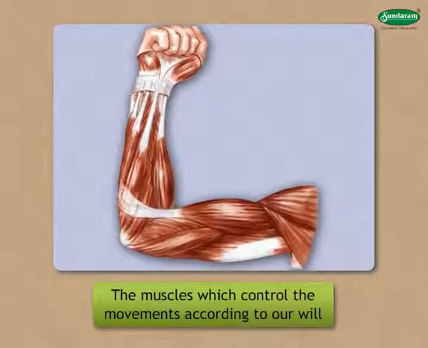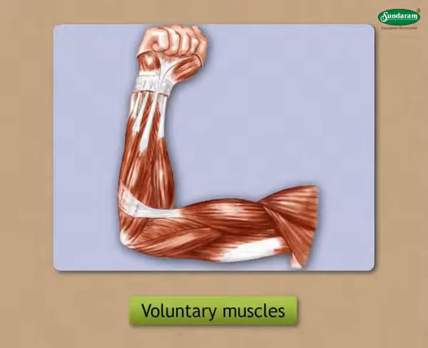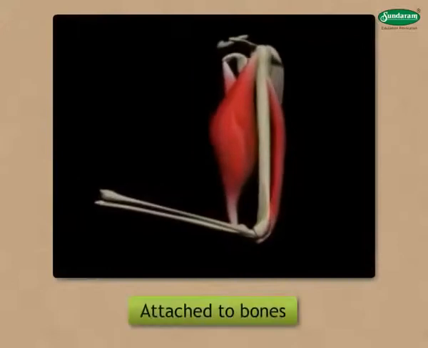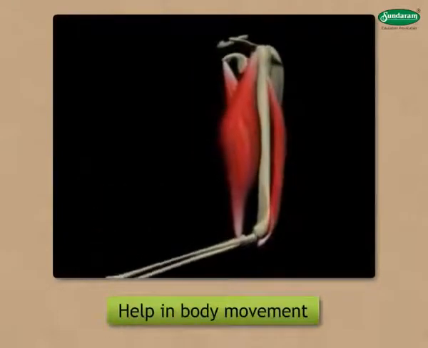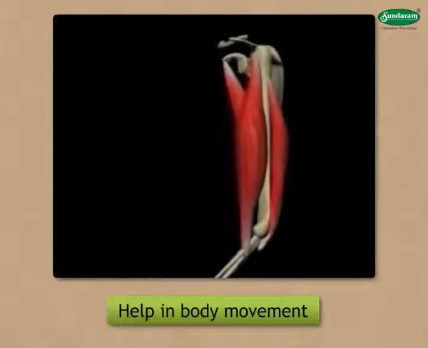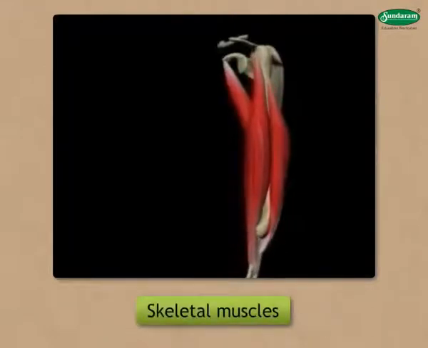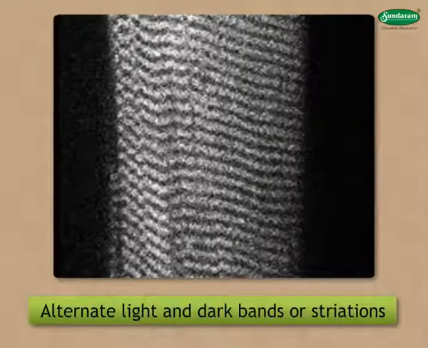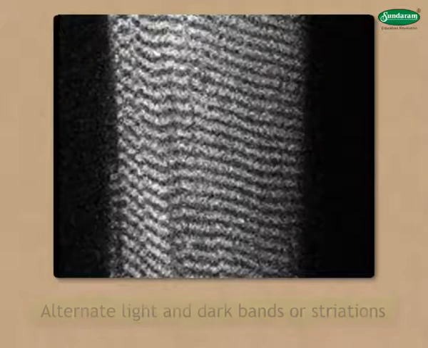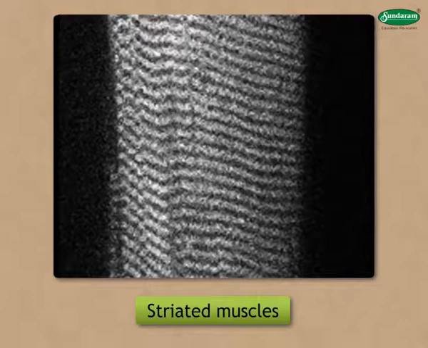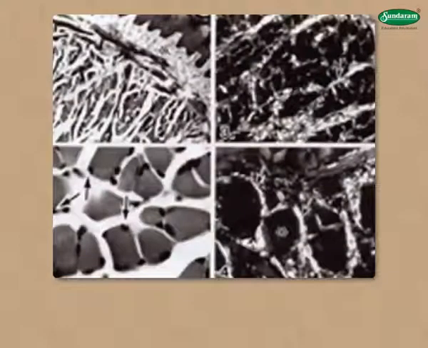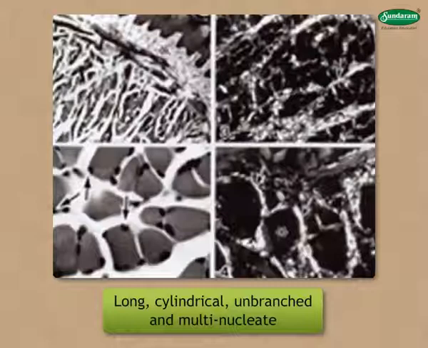The muscles which control the movements according to our will are called voluntary muscles. They are mostly attached to bones and help in body movement. They are also called skeletal muscles. Under a microscope, these muscles show alternate light and dark bands or striations. Hence, they are called striated muscles. The cells of this tissue are long, cylindrical, unbranched, and multinucleate.